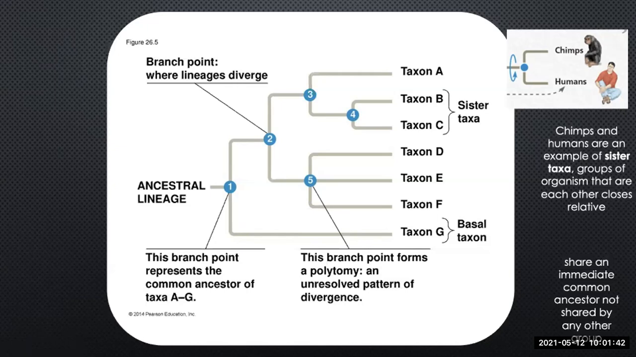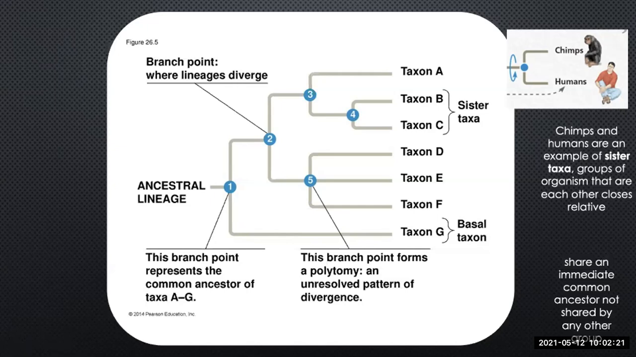And so when you have something like this polytomy, you have some unresolved pattern of divergence. What that means is we're not sure if all of these species evolved at the exact same time, or if it is possible that D came first and then split off into E and F, right? That's something more like this, but we don't know that for a fact. And so we're putting these lineages at the same level. But again, these are hypotheses. Until we find out more information about those taxa, we're not going to be sure about that.